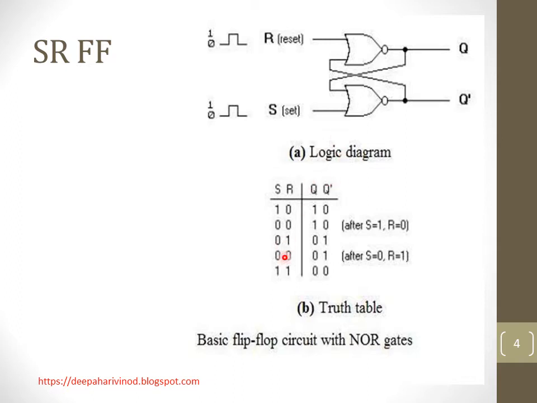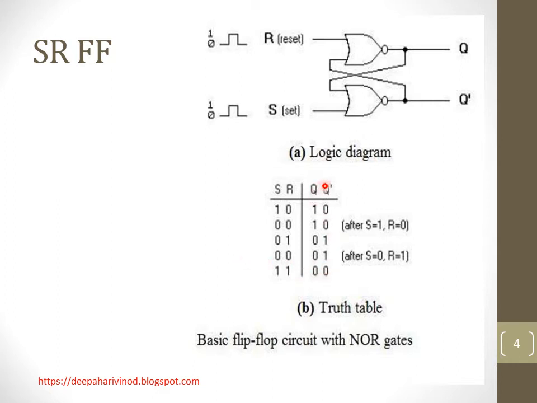Again, if I change the input to 0 and 1, meaning R is 1 now, then the Q output will be reset, that is cleared, it will be 0, and Q bar will be the complement of that. In the same way, if I again give 0 0, the same thing is retained. When it is 1 1, both outputs will be 0. So this is an indeterminate state.